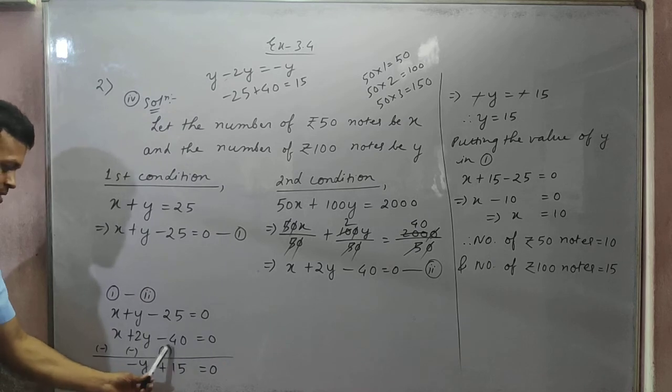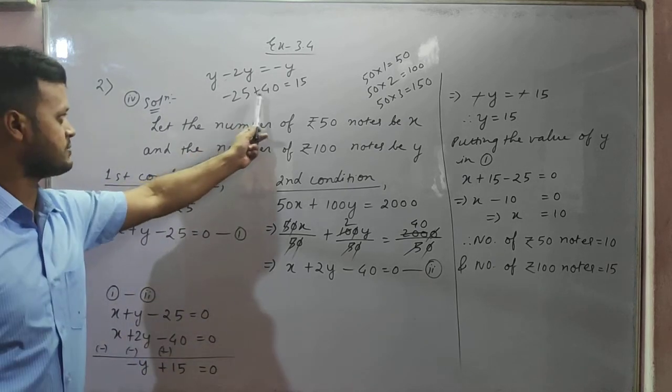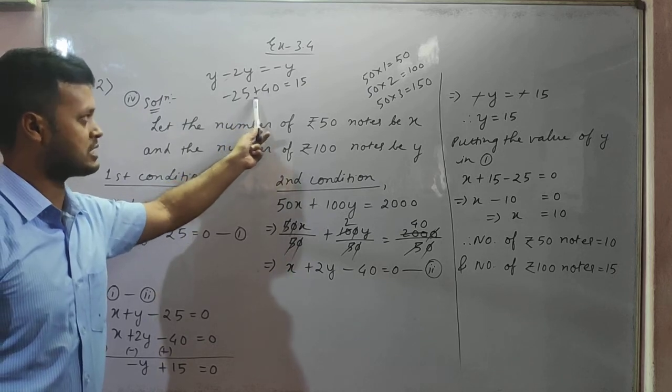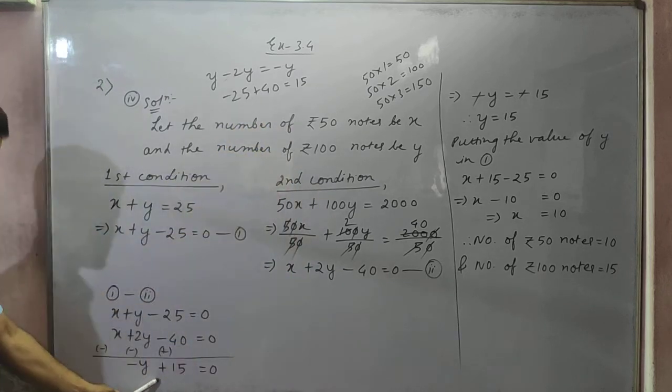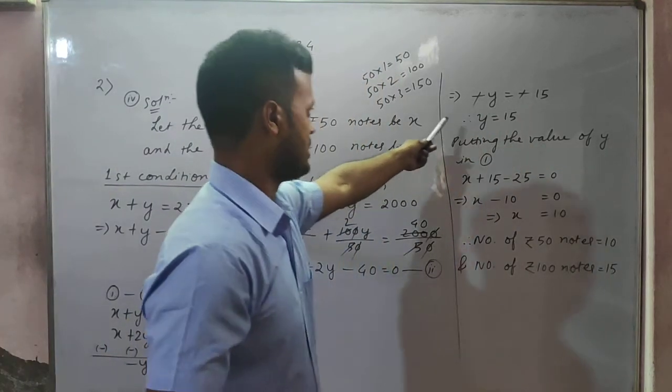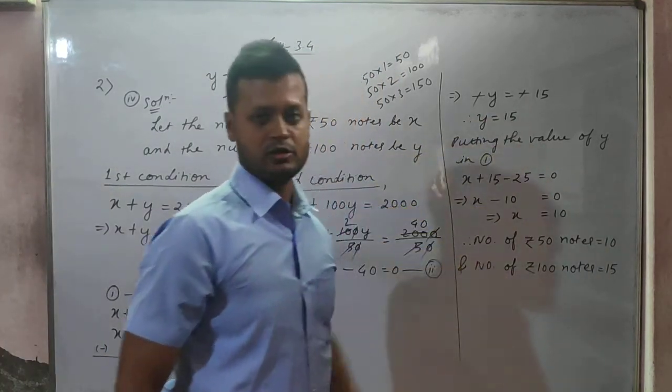Because the plus number is bigger, isn't it? Plus 40 is bigger than 25, so the plus sign will come here. Plus 15 I will take to the right hand side, it will become minus 15. Minus and minus are cancelled. So y is equal to 15.